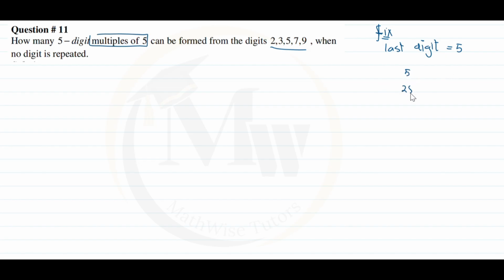Multiples of 5 are like 5, 25, 35, 45. There are also 10, 20, 30, 40, but we can't take these because we don't have the zero to write at the end place. So we only focus on the numbers which have the end digit 5. So 5 is fixed, remaining are 4. So we will make 4P4, which makes 24. Other numbers can be arranged anyway, but the condition is the last digit must be 5.